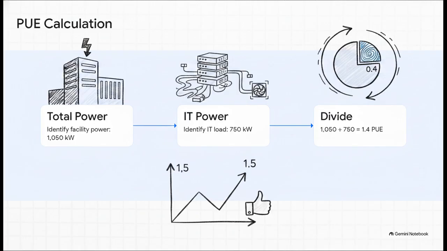So following those steps, a PUE of 1.4 means that for every single kilowatt of actual computing power, you're spending 0.4 kilowatts on cooling and infrastructure overhead. Just for context, anything under 1.5 is generally considered quite good in the industry today.